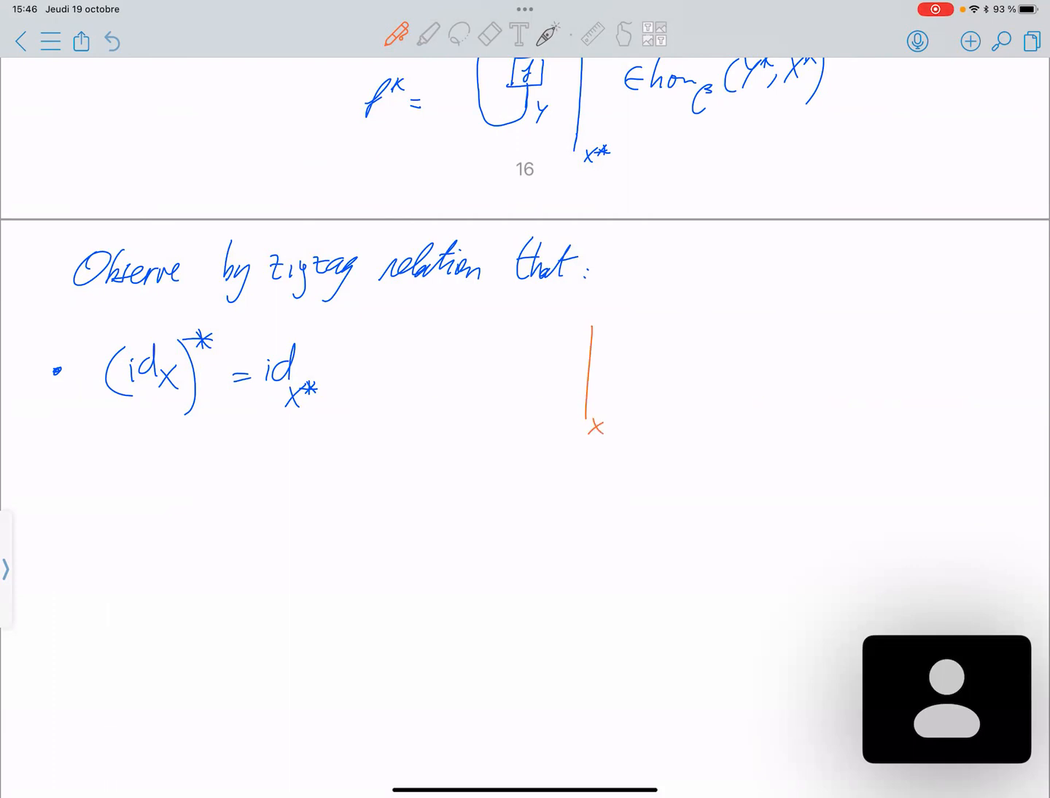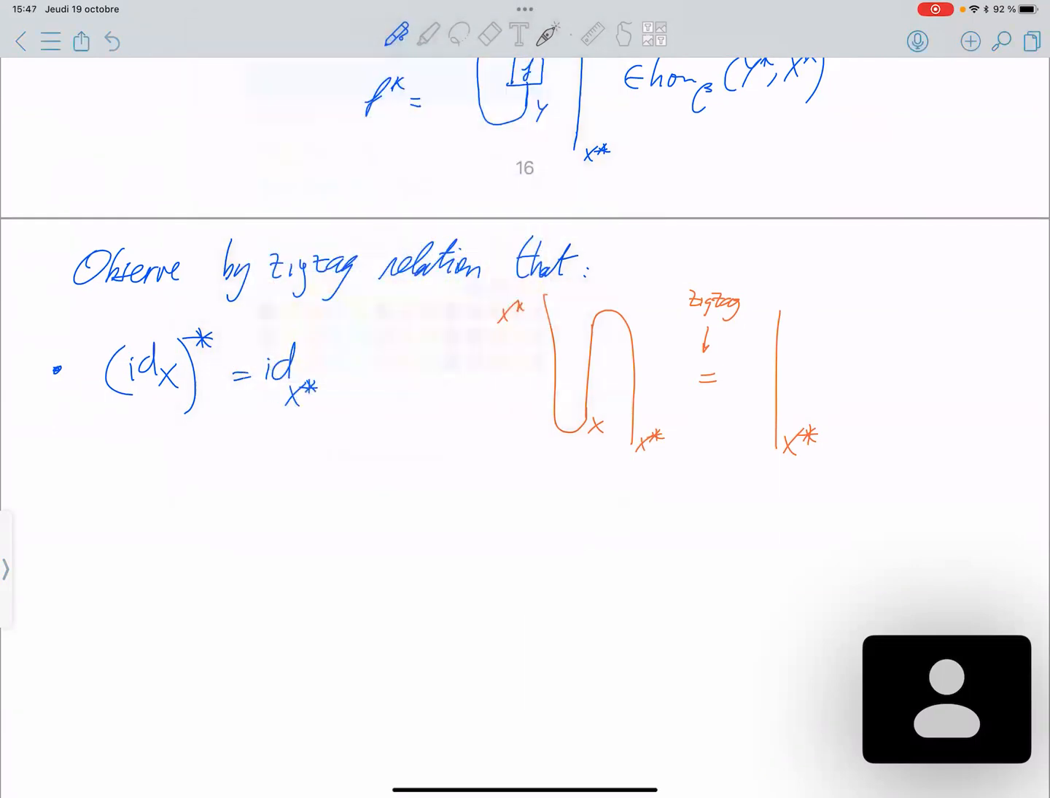Like that. You apply the dual. Then, by zigzag relation, this is just like that. Okay. So this is trivial.